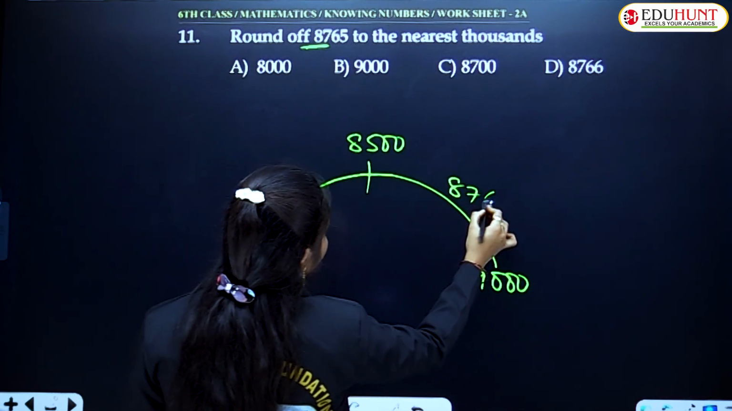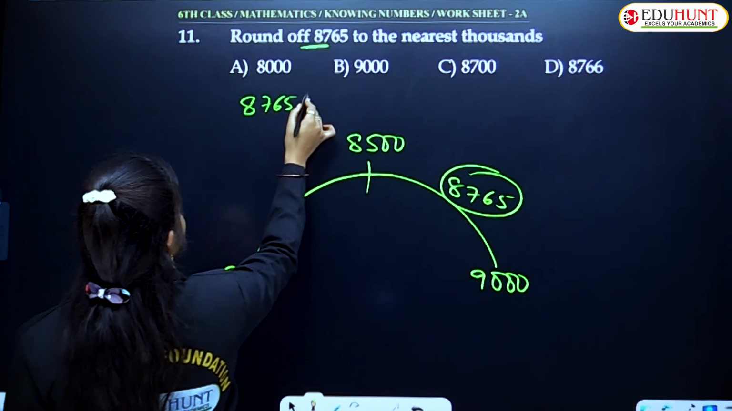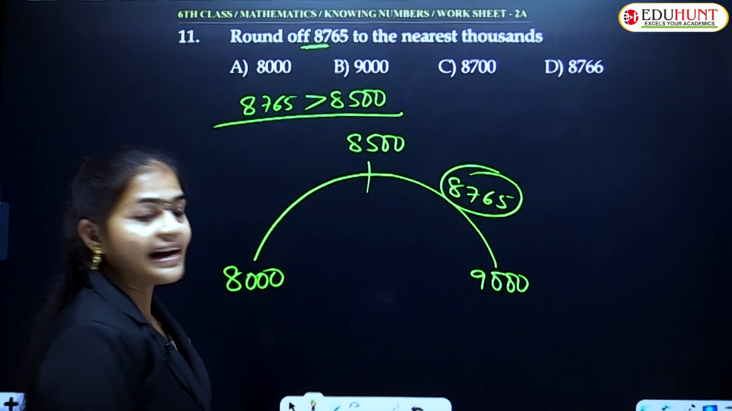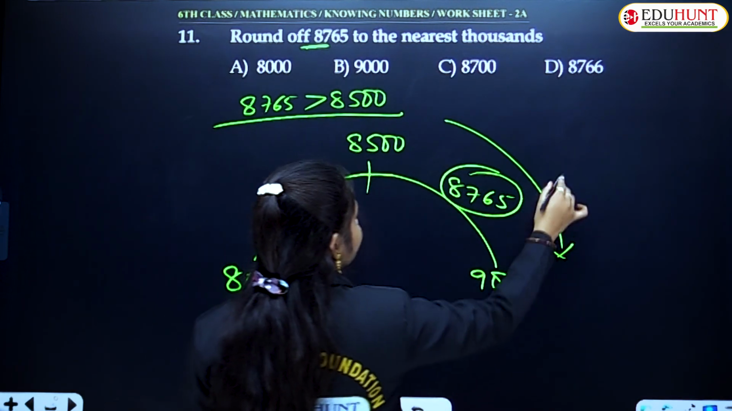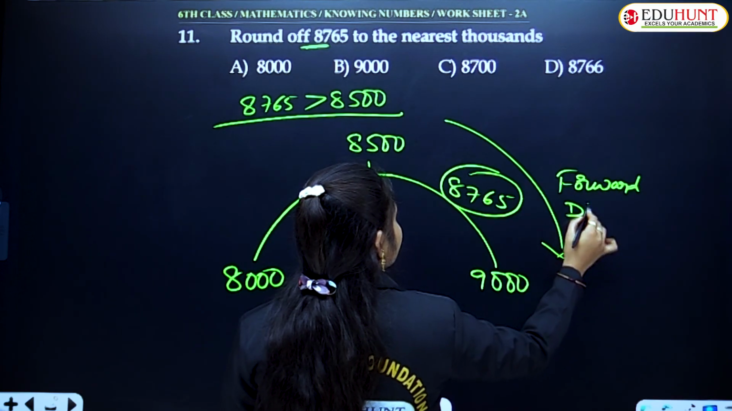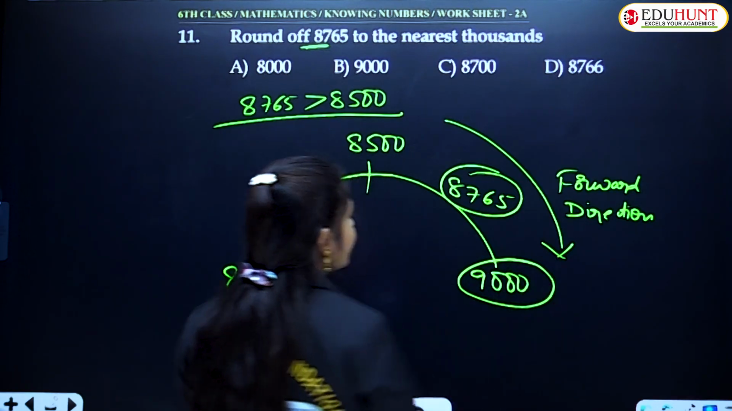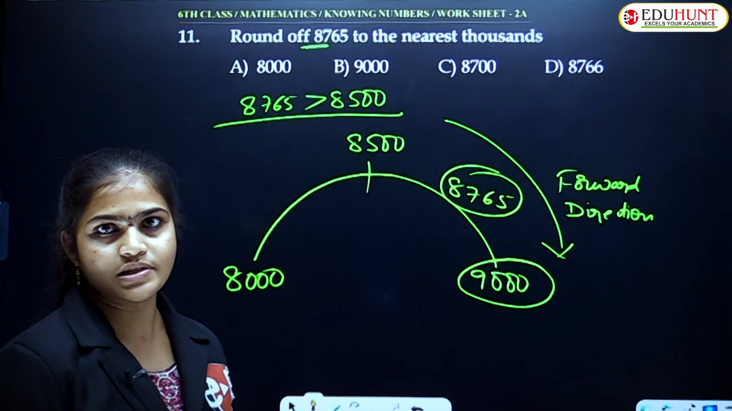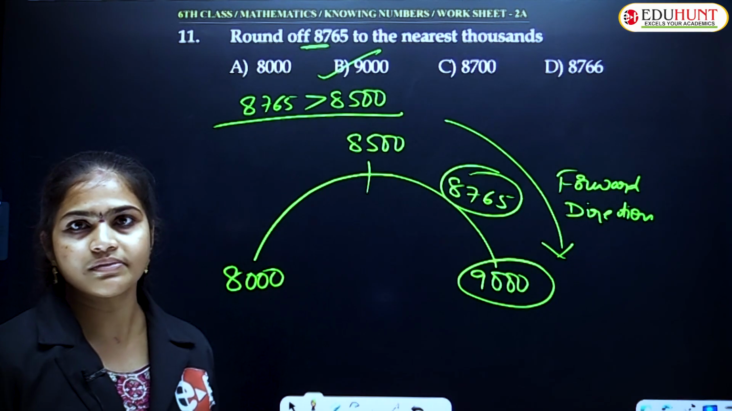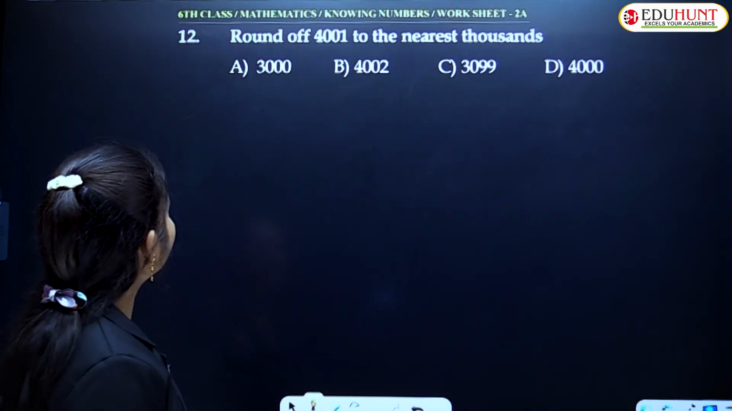Now here 8,765. Why? Because 8,765 is greater than 8,500. Greater than means which side do you have to move? Forward direction only, no? Forward direction only. So what is the nearest value here? 9,000. Understood, ma'am? Then what is the answer here? 9,000. Clear? Yes. Let us see the next question, the final question.